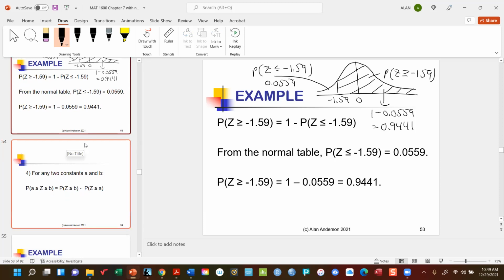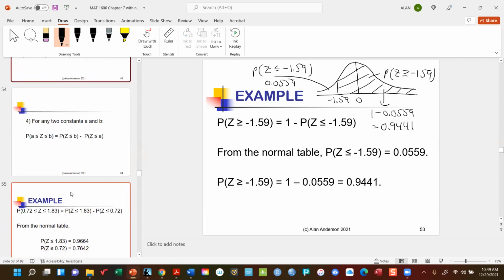All right, so what this means is that now we can calculate any less than or equal to probability from the table, and with a little rearrangement, we can calculate any greater than or equal to probability. But there's one more case that we need to understand, and that's the case of probabilities that are in between 2 points. What do I mean by that?